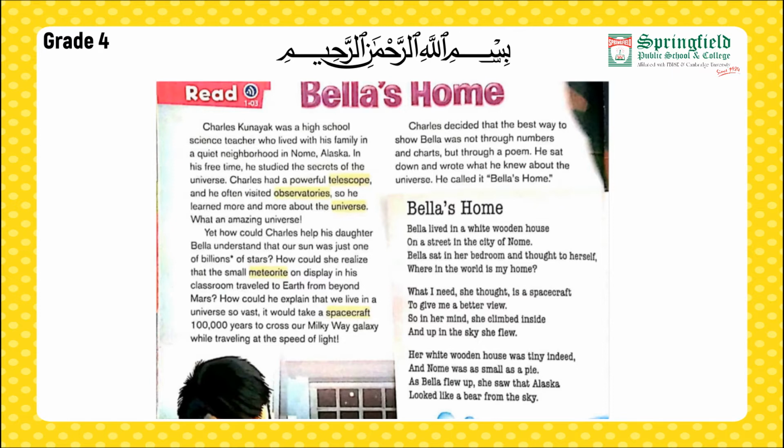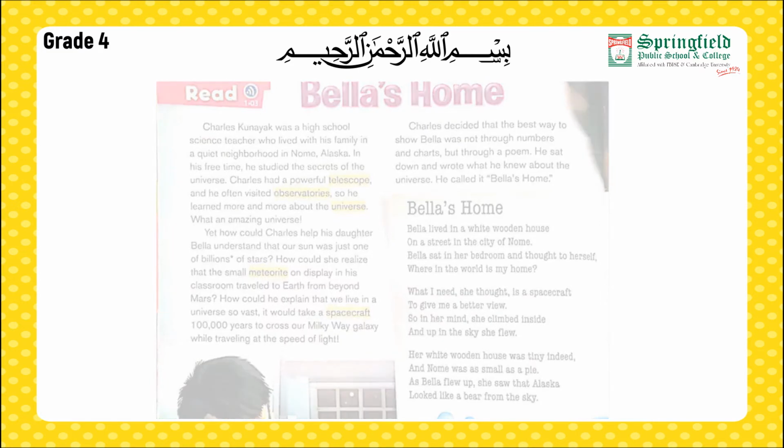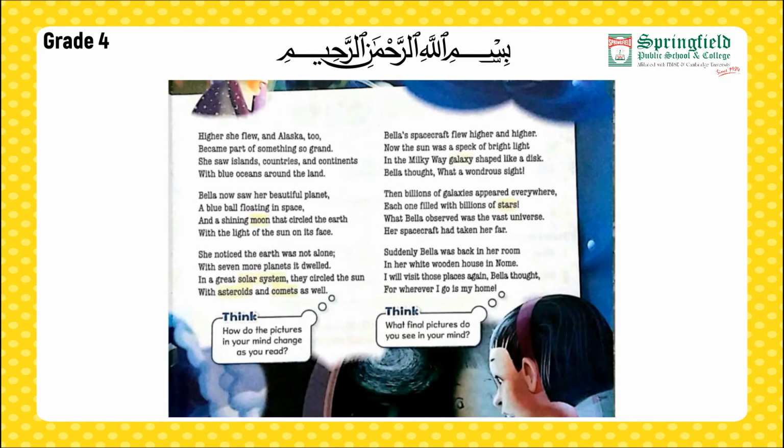Her white wooden house was tiny indeed, and Nome was as small as a pie. As Bella flew up, she saw that Alaska looked like a bear from the sky. Higher she flew, and Alaska, too, became part of something so grand. She saw islands, countries, and continents, with blue oceans around the land. Bella now saw her beautiful planet, a blue ball floating in space, and a shining moon that circled the Earth with the light of the sun on its face. She noticed the Earth was not alone. With 7 more planets it dwelled. In a great solar system they circled the sun, with asteroids and comets as well.